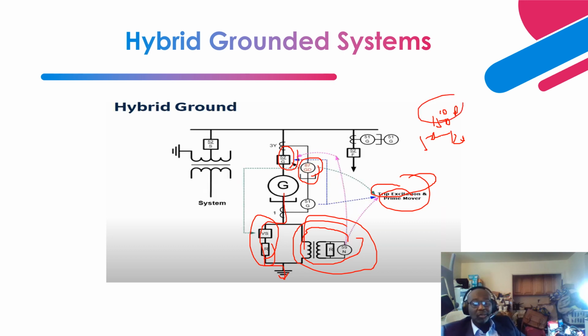So your goal during a ground fault is to limit the ground fault to a lower fault current to prevent damage to the generator, right? This switch over here opens up during a fault, and the generator gets connected through this path. But in normal operation, this path is out of the circuit and the generator is connected through.